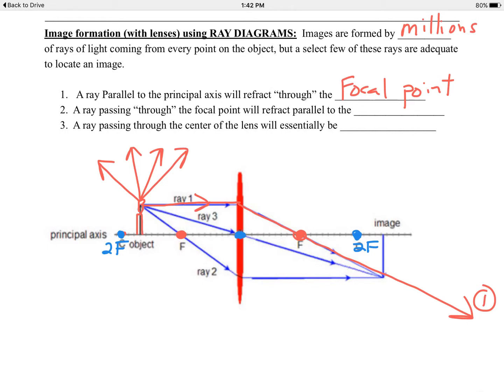It's a ray of light out of millions I can draw, but that goes through a focal point. I'm highlighting it down here now. It's a ray of light going through the focal point on the left-hand side. It hits the lens, bends twice, and that result is a ray of light continues on like that, parallel to the principal axis. That's number 2. So it's just the opposite of number 1. A ray passing through the focal point will refract parallel to the principal axis.